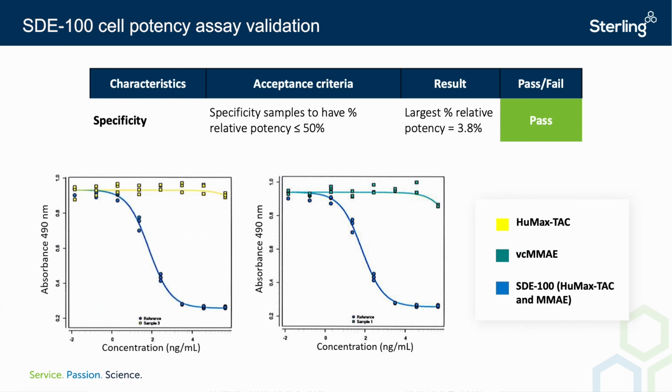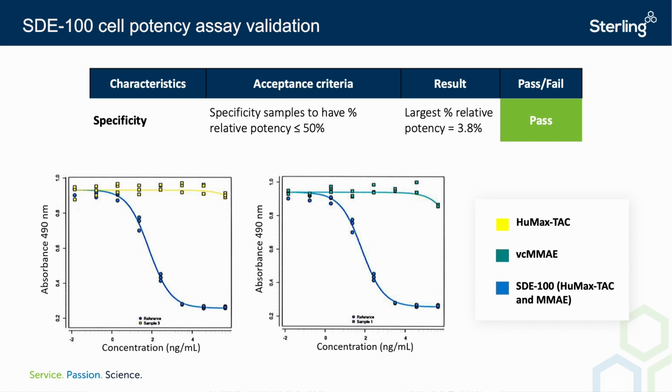Specificity of the assay was examined by comparing relative potency of the ADC SDE100 to the relative potency of the antibody alone, HUMAX-TAC, and the NAC-quenched toxin linker, VCMMAE. The potency curves on this slide show that neither HUMAX-TAC in yellow nor NAC-quenched VCMMAE in green were toxic to the cells across the concentration range tested. The HUMAX-TAC control confirms that the toxin is required to kill the cells.